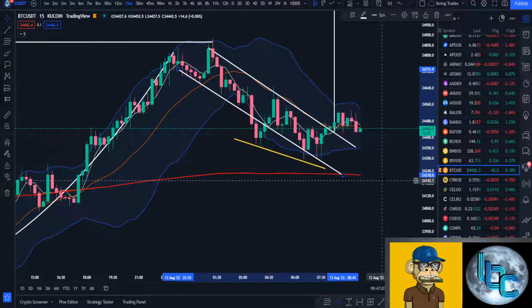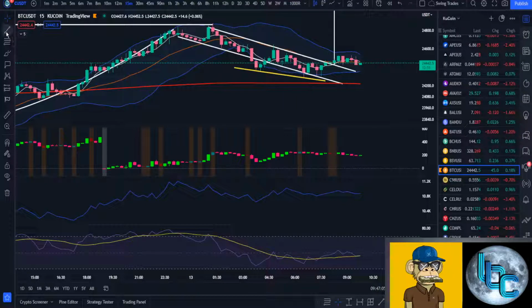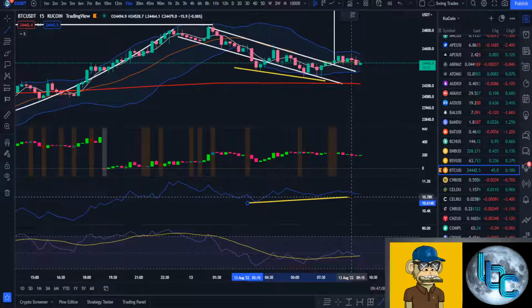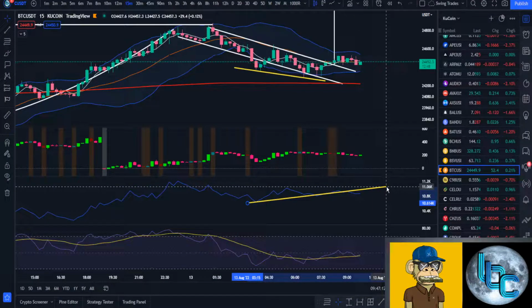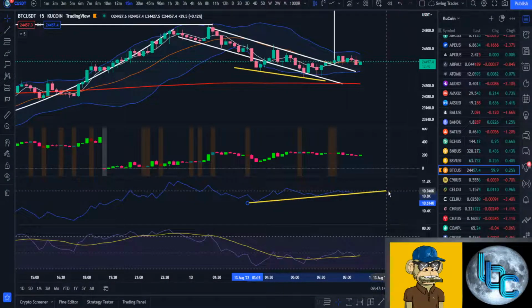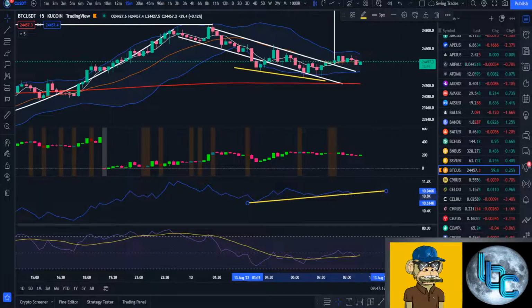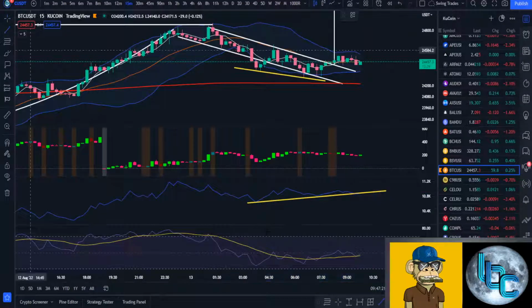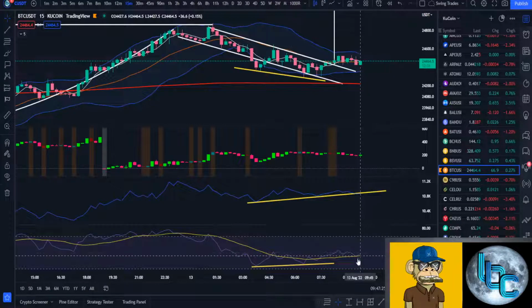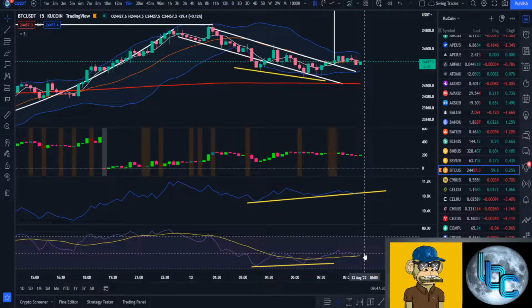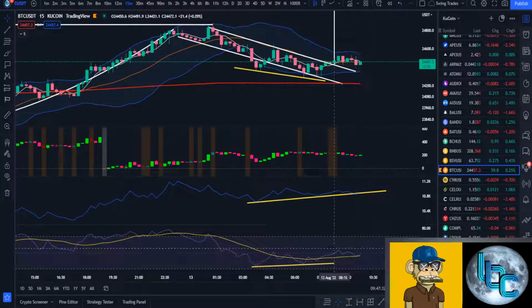Now, I put this on here because we did get a bull div on here, on the OBV, on balance volume, but that did kind of fall through a little bit right there. It's right at the line. It could pop up. I'd like to see this thing pop up right here. And then you also have this div right here on the RSI, and this is staying up here, bouncing off of the EMA, the moving average here. So that's a good sign to see for the bulls.